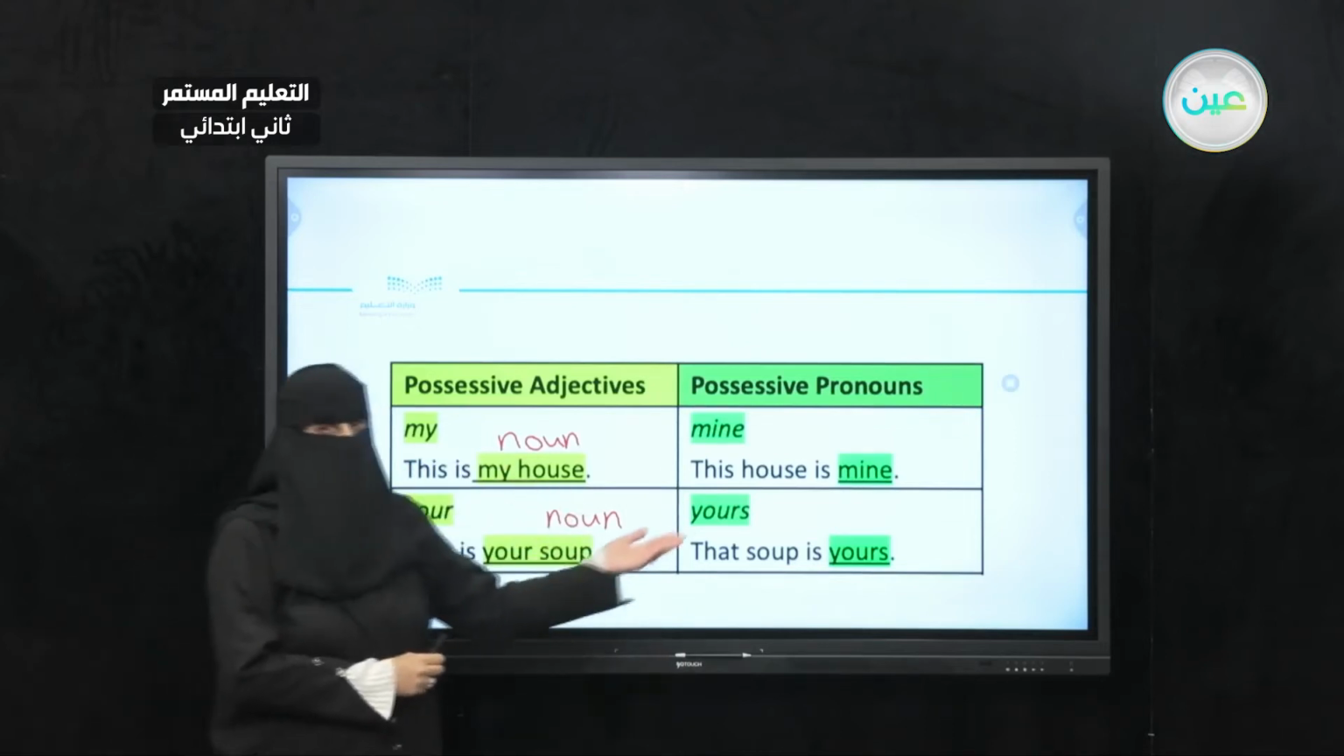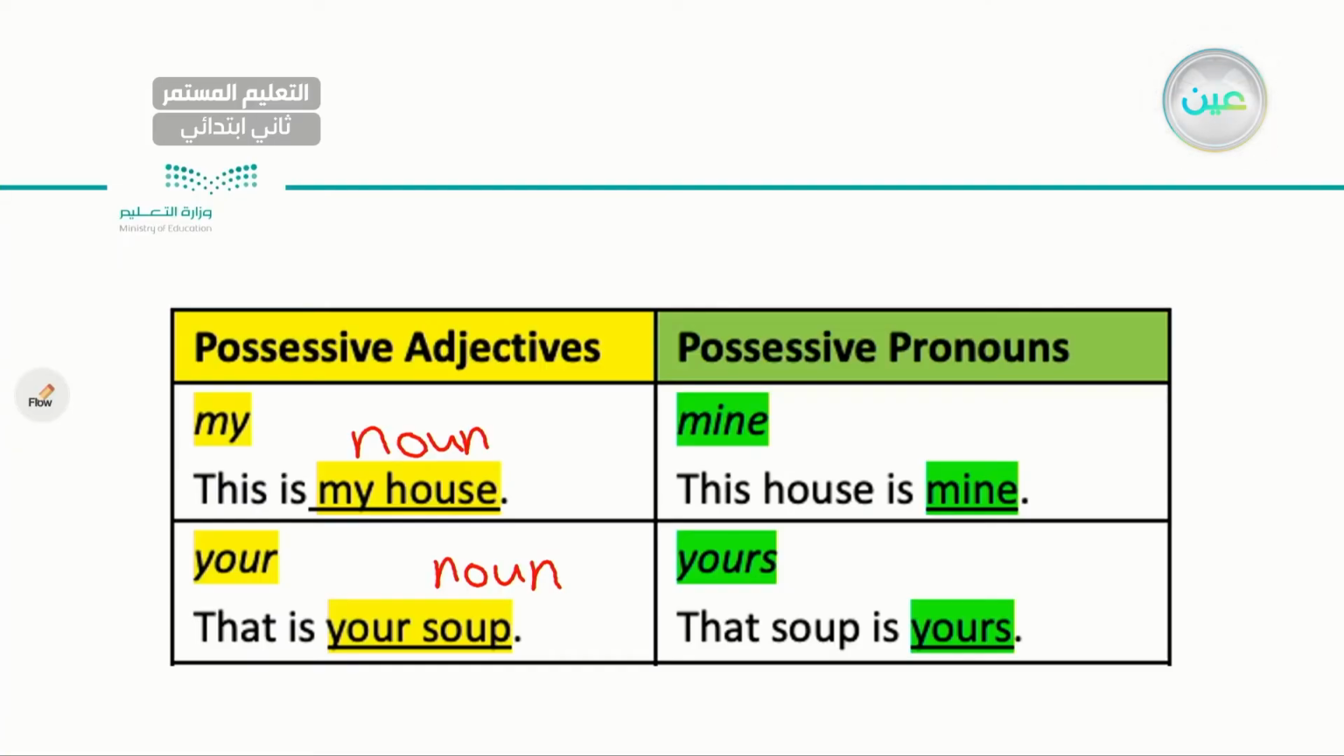Now let's go to your right hand, possessive pronouns. We might use mine, and it will have the exact same meaning. For example, this house is mine. After mine, I don't need to use anything. The sentence is complete. This house is mine. It belongs to me. So these two sentences have the exact same meaning. This is my house. This house is mine.